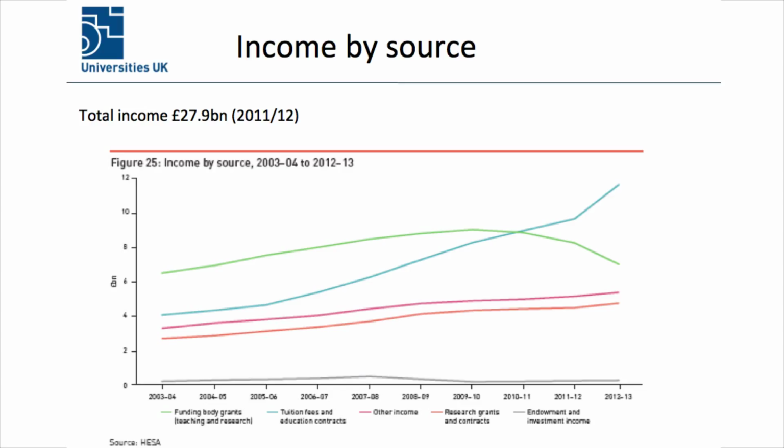Thank you. This just gives you a little illustration about where this income has been coming from and how it has changed. I'm going to point to the blue line. This line here, that's the tuition income. So as you can see, that's gone up. The green line, which is the funding body grants, has gone down. So this is the big story in terms of the relationship between universities and the public and their students as well.